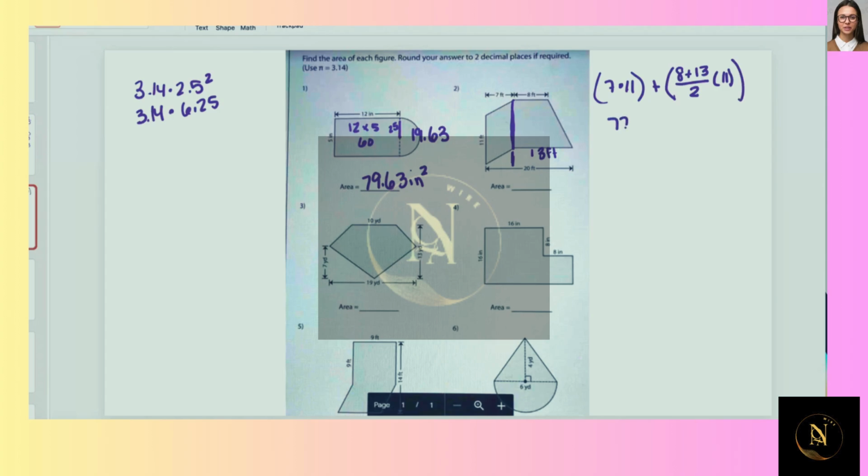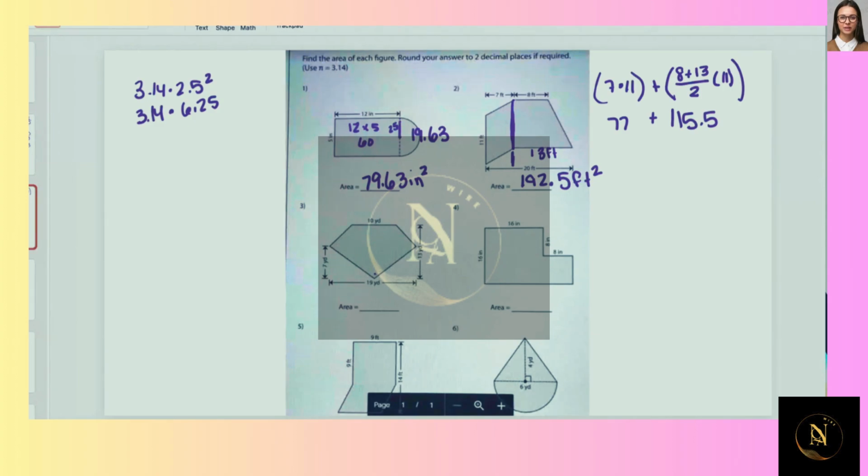So 7 times 11 is 77, plus 8 plus 13 is 21. Then dividing that by 2 is 10.5. Then multiplying by 11 is 115.5. Plus 77 is 192.5 feet squared.